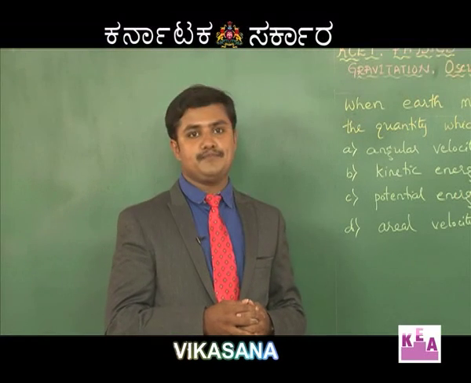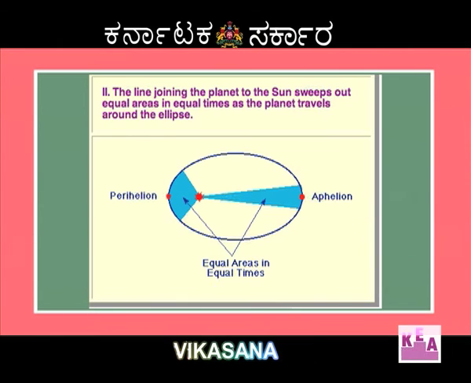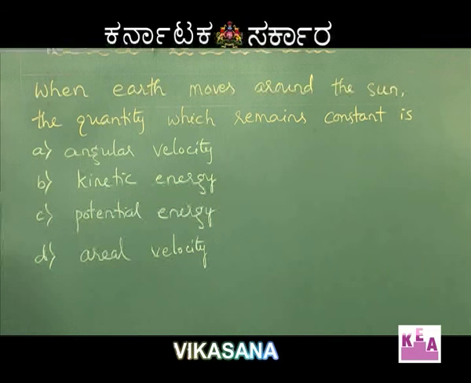Dear students, this problem is based on Kepler's second law of planetary motion, which says that the imaginary line drawn from Sun to the planet sweeps out equal areas in equal intervals of time, which clearly says that the aerial velocity is constant. Obviously, the answer is D. The correct answer is D, aerial velocity. But let's have a look at the other three options also.